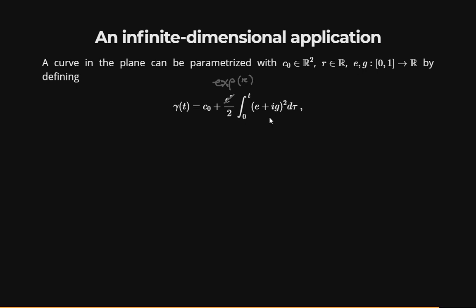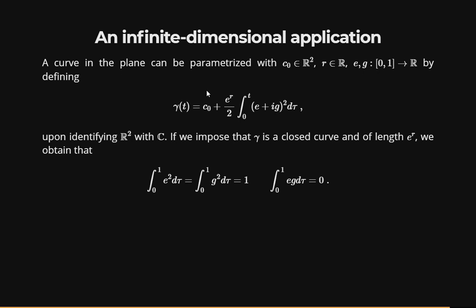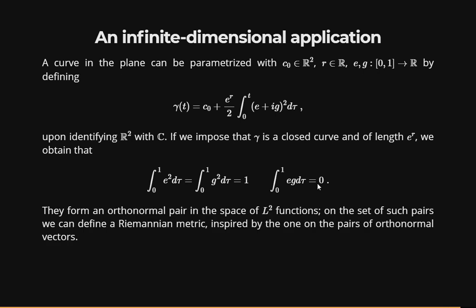Now, you could ask why. Well, there are a number of reasons. In particular, if we ask that gamma is a closed curve of length e to the r, we get these relations. So e squared and g squared integrated from 0 to 1 give 1, and the product between e and g gives 0. So they form an orthonormal pair in the space of L2 functions.